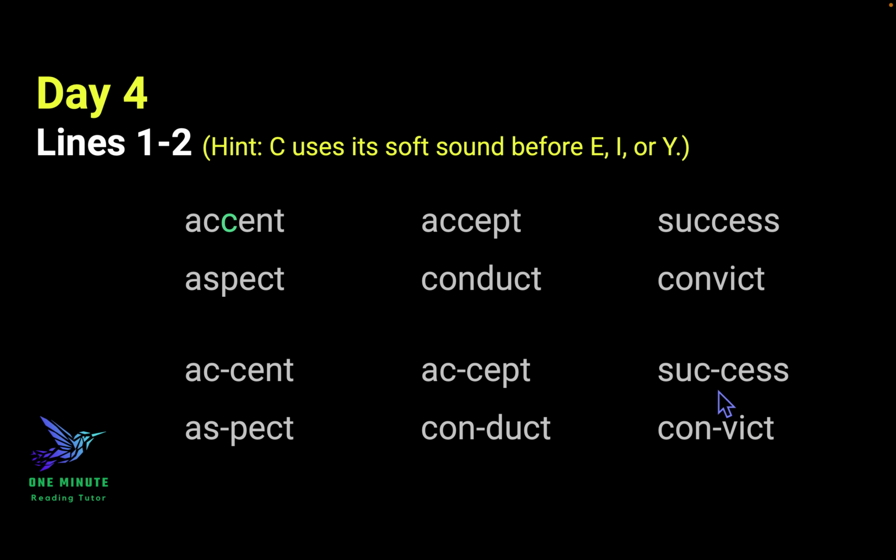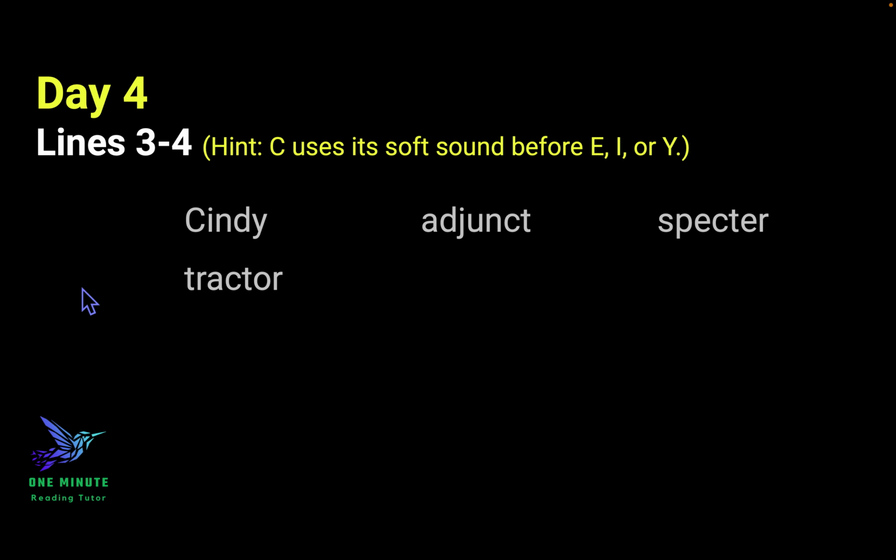We split between the two C's. The double S here means the S will definitely have its S sound. So we have success, aspect, conduct, or conduct if you want the verb form, convict. Go ahead and do lines 3 and 4.